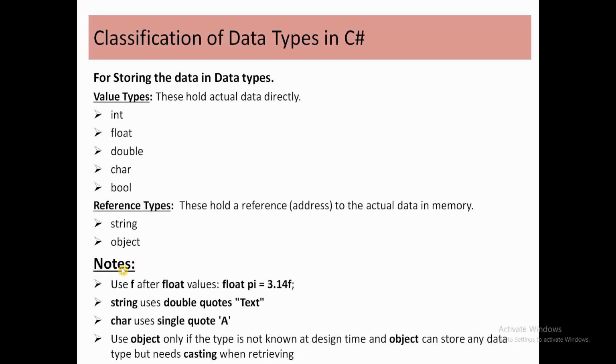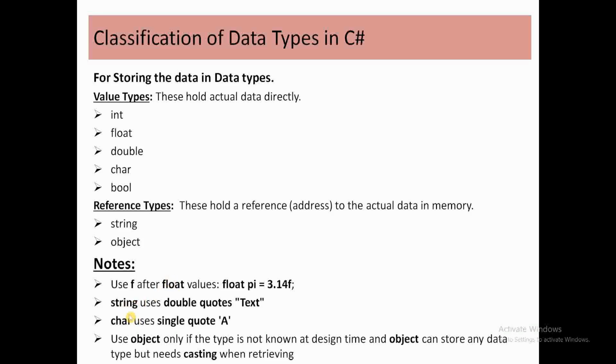Here are some notes we have to look into. The first one is, if we want to use float values or the float data type, after the value we have to write the f suffix, because it is a must if we want to use the float data type. If we do not put f on this value, then it will give us a compile time error, because by default it considers this value as a double data type. So we have to write f if we want to use the float data type.